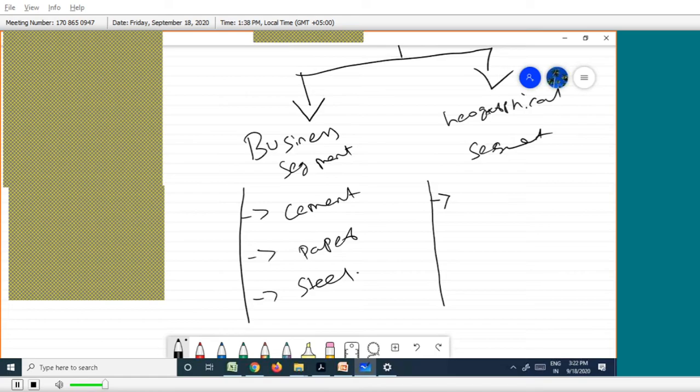I am doing tea business. I am doing tea cultivation and tea production business. I have a plant in Ooty, I have a plant in Kerala, I have a plant in West Bengal, I have a plant in Assam. Okay?